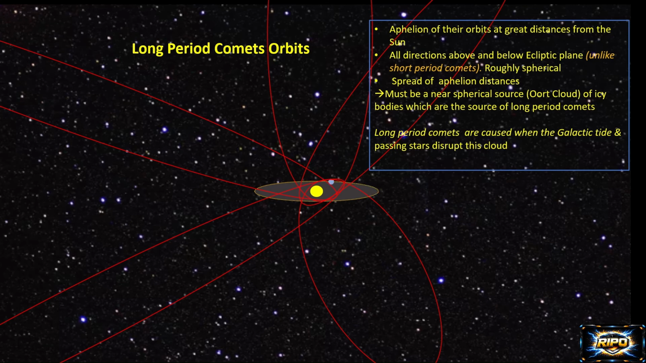The theory is that because their distances at aphelion, when they're furthest from the Sun, are so far away from the Earth and form a roughly spherical distribution around the Sun, there must be a near spherical source of icy bodies which cause these comets. What happens, we think, is that something called the galactic tide and a passing star can disrupt this cloud, deflecting them into the inner solar system. I'll talk a little bit about this next.